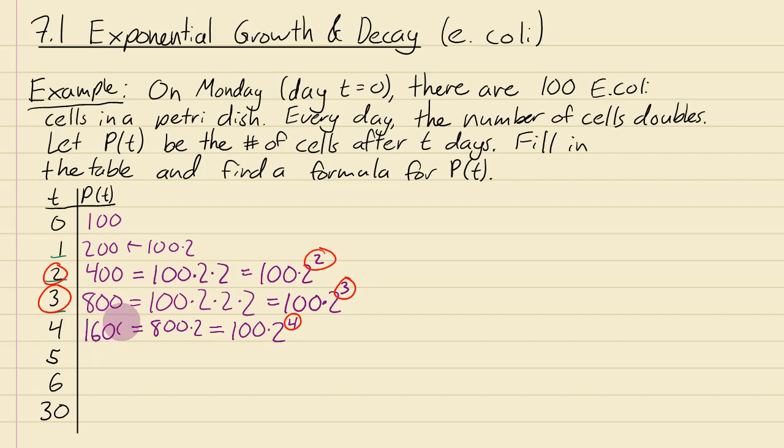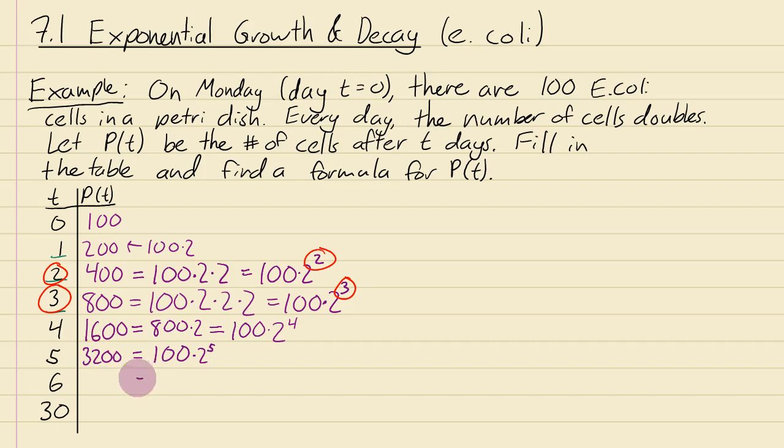So it looks like we've got a formula kind of figured out here. It's the same as doubling the previous version, multiplying the previous one by 2, but that's just the same thing as starting with the 100 and multiplying it by 2 this many times. 1, 2, 3, 4, 5. So this would be 2 to the power 5, which is 32. So you end up with 3,200.